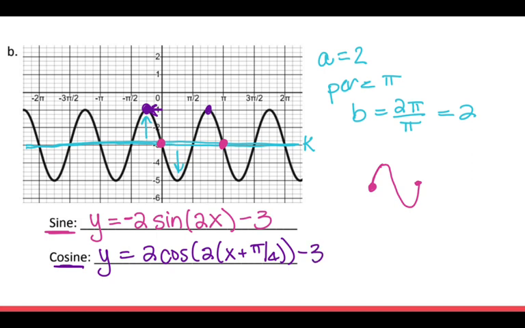By the way, I know it's pi over 4 because I'm going right in between 0 and negative 1/2 pi. So halfway between negative 1/2 is negative 1/4. And there's your equation for letter B.